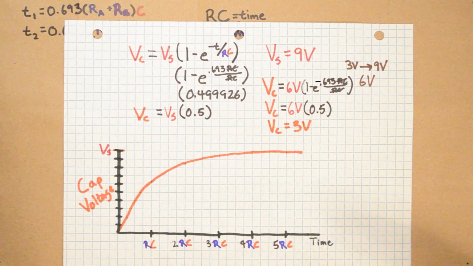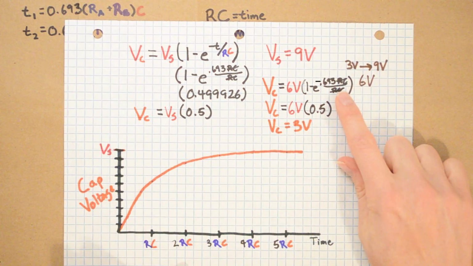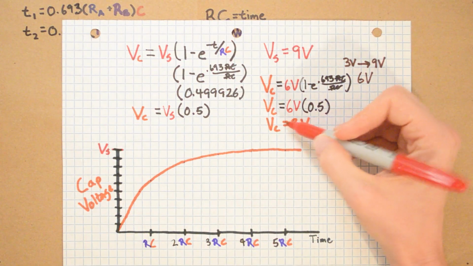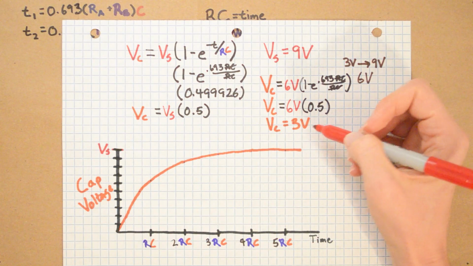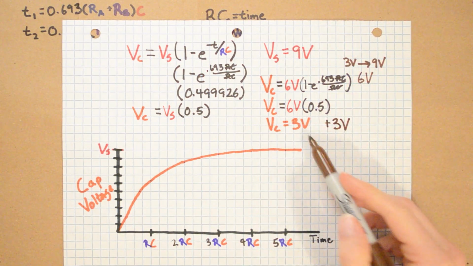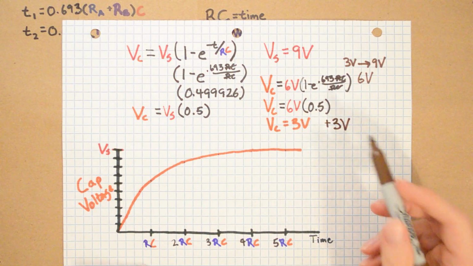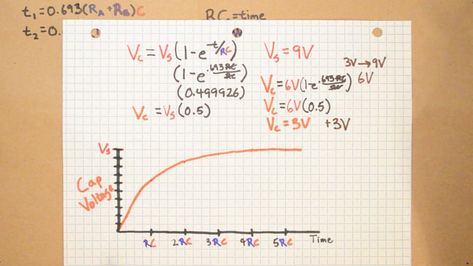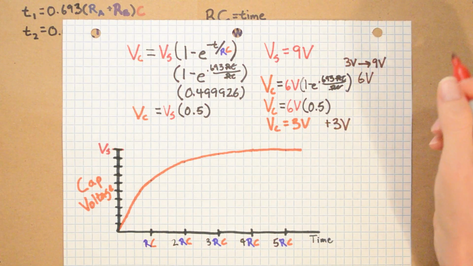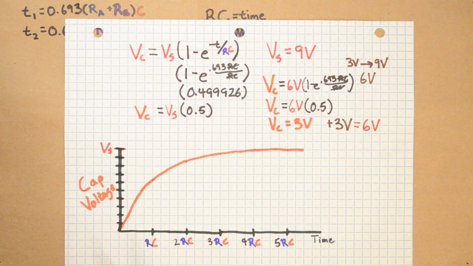It's trying to charge up to 9 volts. So in that amount of time, it's only going to charge 3 volts. So we ended up with VC equals 3 volts, but remember, we already had 3 volts in the capacitor because we didn't start at 0, we started at 3 volts. So that says that in that 0.693 RC seconds, there's going to be 6 volts across the capacitor. That is 2/3 of the 9 volt source.